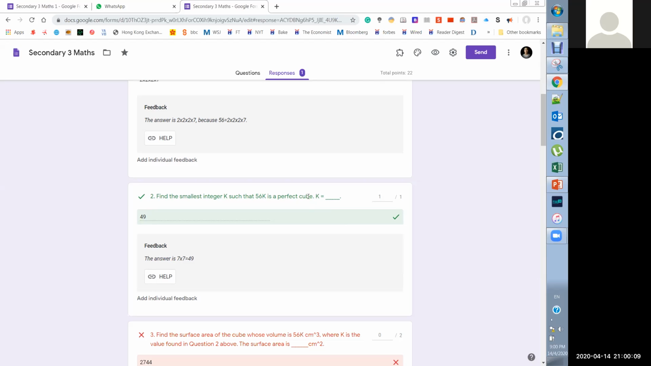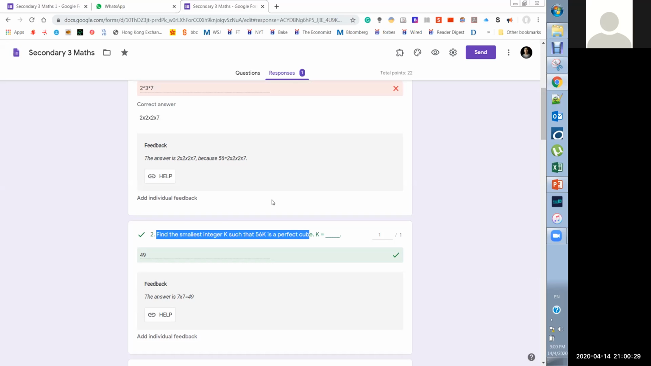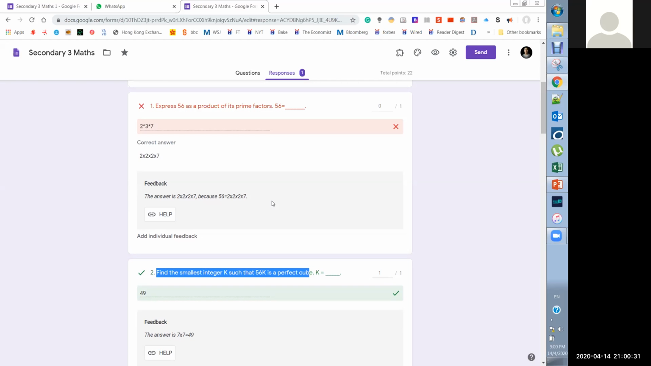By the way, this question is on highest common factor and lowest common multiple. Before our next lesson, I'm going to give you a question on highest common factor and lowest common multiple. The questions will test you on the concept. If you get it wrong, by the way, I already have that video done. I have done it with another student.